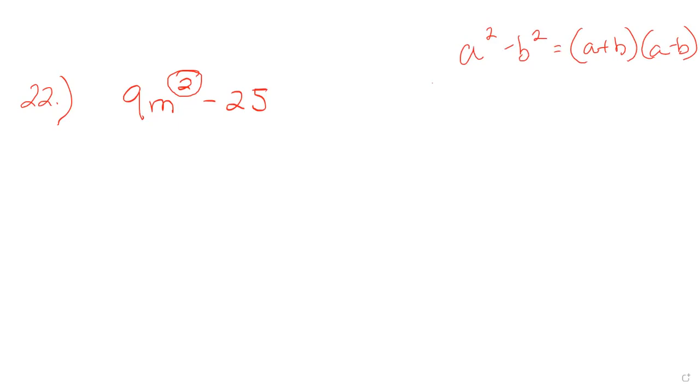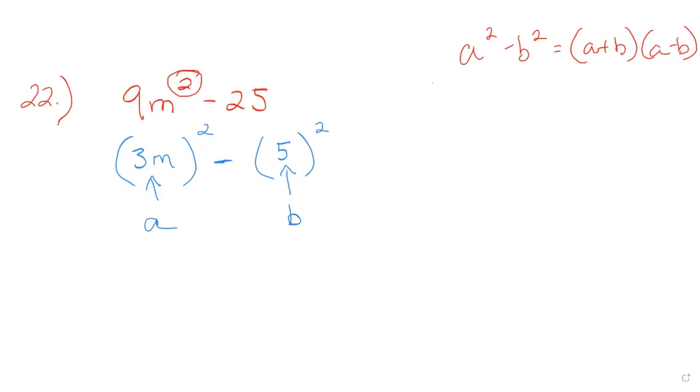So let's change colors. What I'm going to do is come in here and say, all right, what would I have to square to get 9m squared? So what would I have to square to get 9? Well, that would have to be a 3. And what would you have to square to get an m squared? That's an m. So what this represents is my a value. All right, let's look at the 25. What would you have to square to get 25? That would be 5. So that's b.